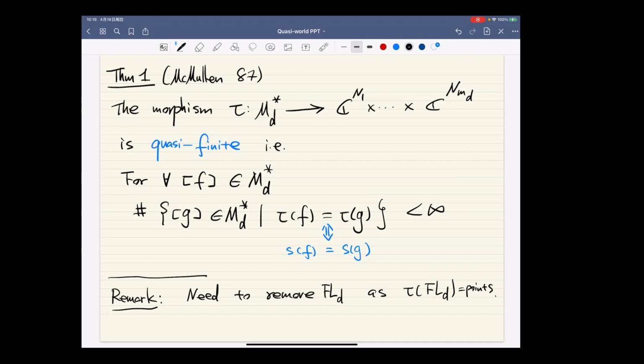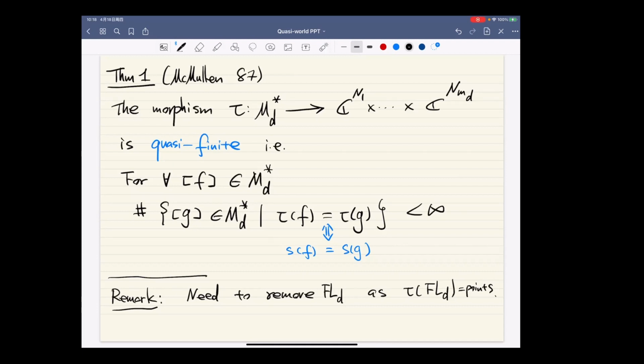So maybe we can think of this theorem as saying that the multiplier spectrum of f almost determines f, but up to a finite subset.